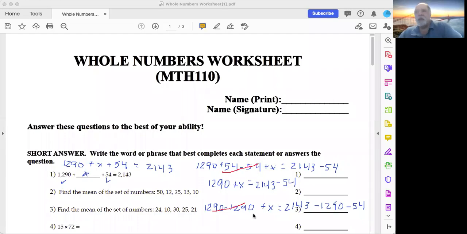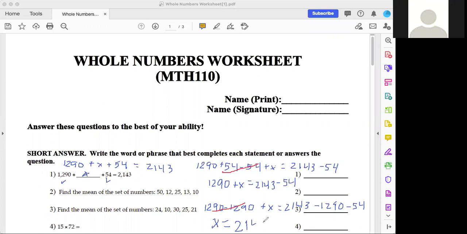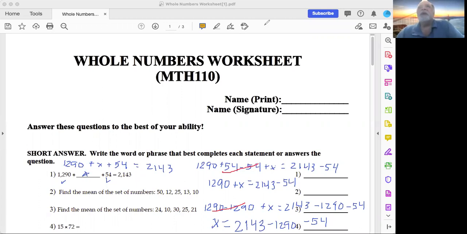Okay. So now we can rewrite the expression as x is equal to 2143 minus 1290 minus 54. Okay. So let's clear these drawings out and let's do that.